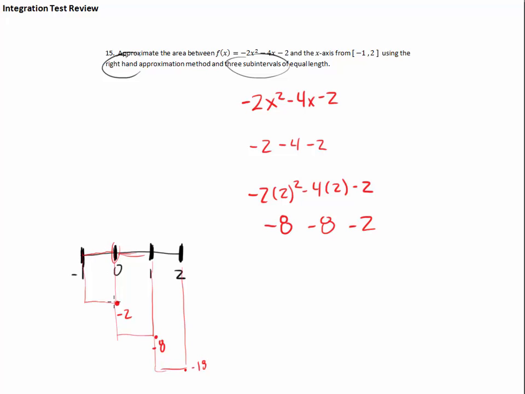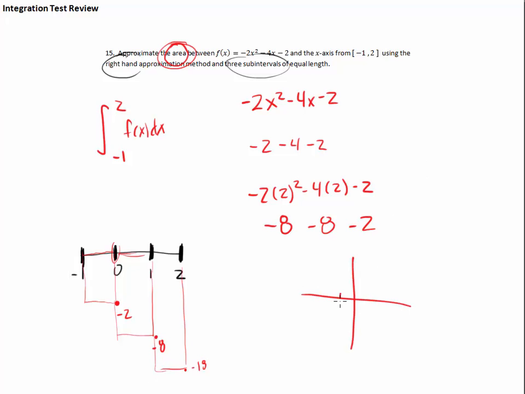This is 1 times a negative 2, which is negative 2. However, area is always positive. We're not actually finding the integral from negative 1 to 2 of our function f of x. We are approximating the area, not the integral, so it's going to count as positive values, even though it's below the x-axis.